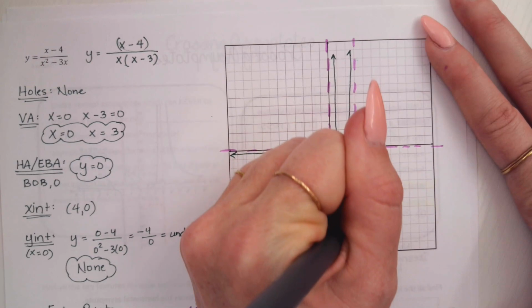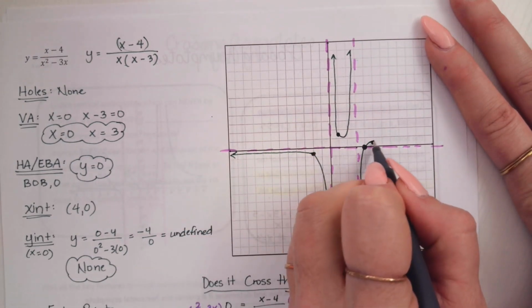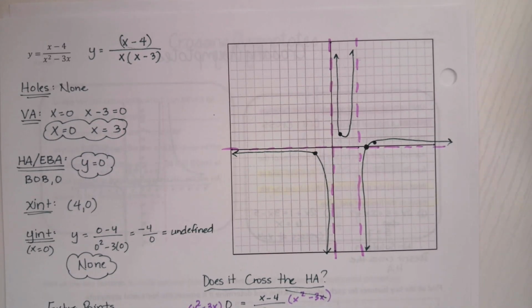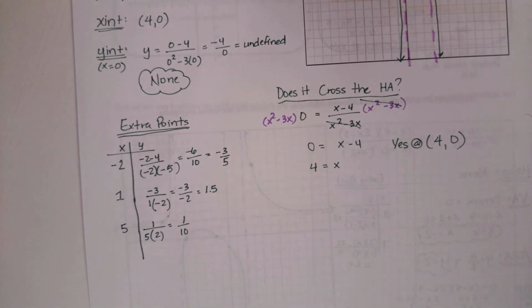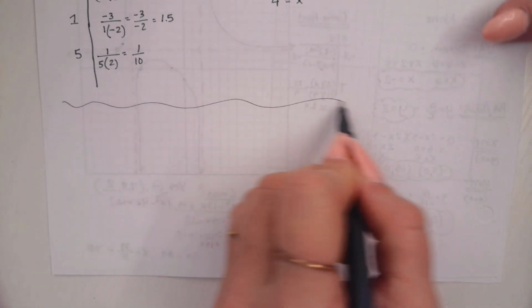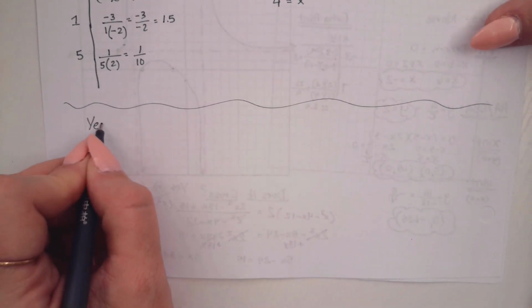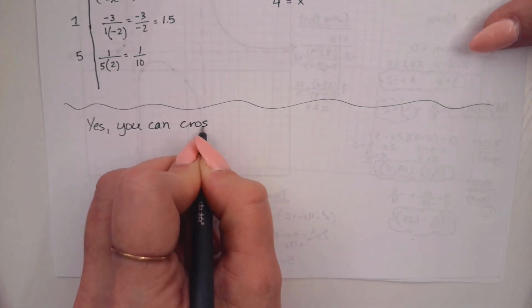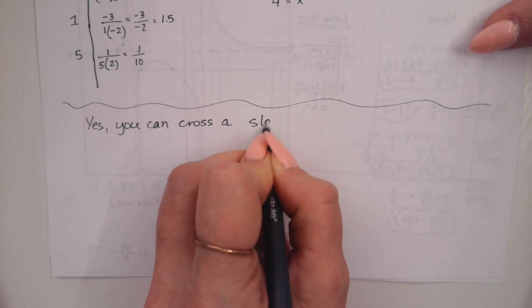We're going to talk about one more thing in the empty space on the bottom. Ready for some thought-provoking? Earlier I said, again, yes, you can cross an end behavior slanted asymptote. Everybody heard me say that, right? Yes, you can cross a slanted asymptote.